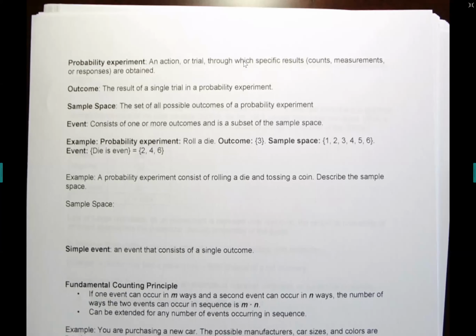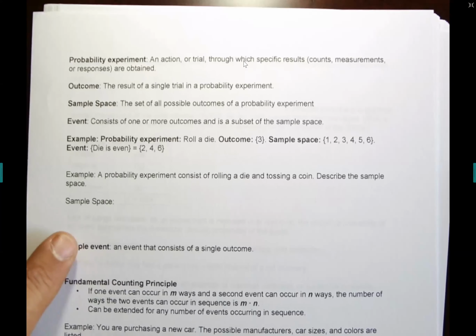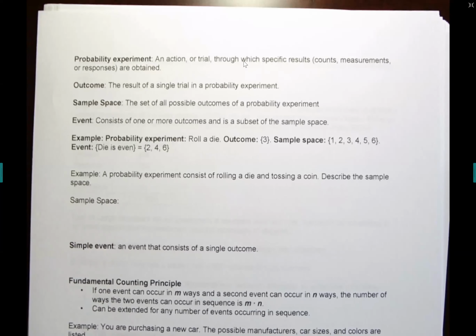All right. What is a probability experiment? It is an action or trial through which specific results, counts, measurement responses are obtained. For example, you roll a die and get a 6. That is an experiment. Now, what is your chance of getting a 6? Not 100%. There are 6 faces on the die, so your chance is only 1 out of 6. This is a probability experiment.